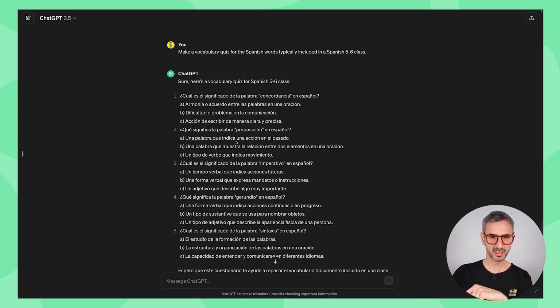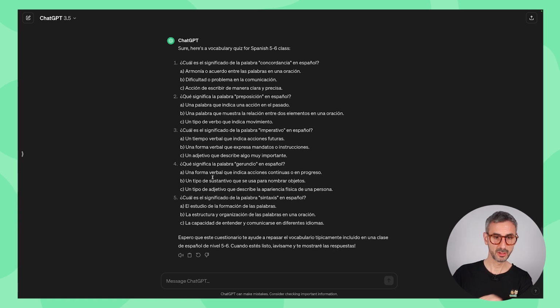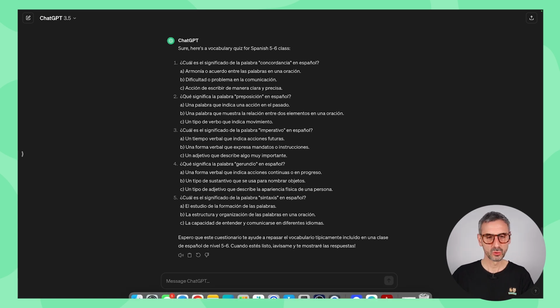But let's have a look at the other questions. ¿Qué significa la palabra preposición en español? ¿Cuál es el significado de la palabra imperativo en español? ¿Qué significa la palabra gerundio en español? ¿Y cuál es el significado de la palabra sintaxis en español? So all of these questions are pretty grammatical questions, so it's interesting. I could follow up and ask it to focus the test more on conversation.